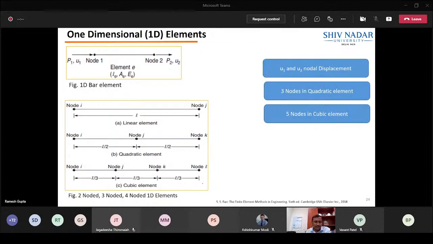Now, I just thought of giving some very basic details about the different forms of these elements, and try to see at a later stage how this can be applied from the point of view of Gauss quadrature and other things.